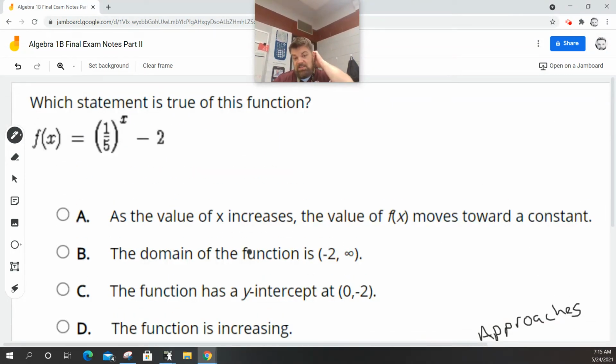It says as x increases, the value of f of x moves towards a constant. So that's true. Now the domain of this thing is really all real numbers, so that's not true. The function has a y-intercept at 0, -2. No, not quite yet. And the function is definitely decreasing over time. In fact, it levels out. It decreases at first and then levels out. But technically, it's still decreasing across the entire domain. So A is the answer.